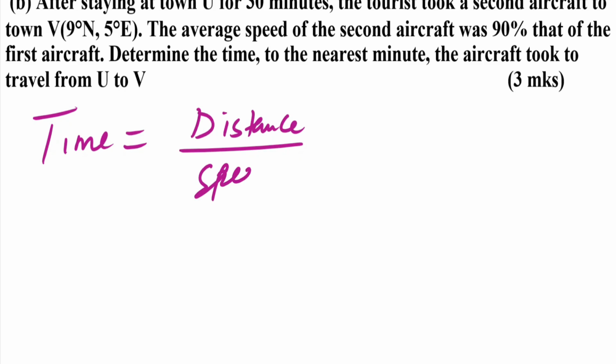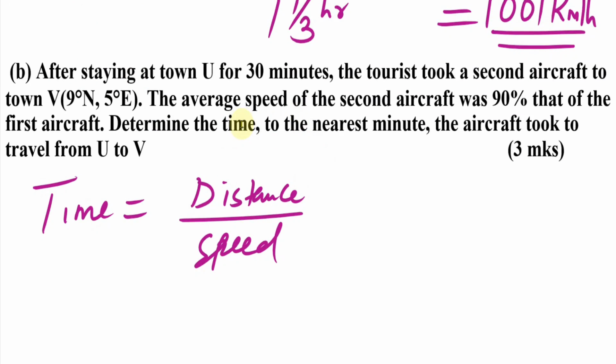Now to get this time, we need distance over the speed taken by the second aircraft. Let's start with the distance. The distance we are going to cover here will be the distance from U to V.